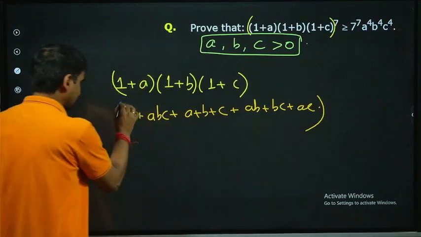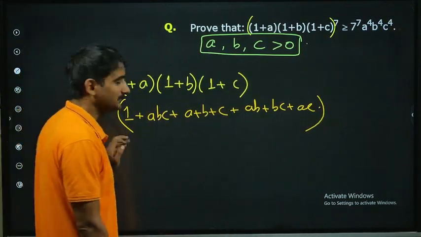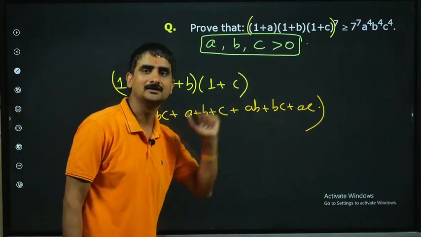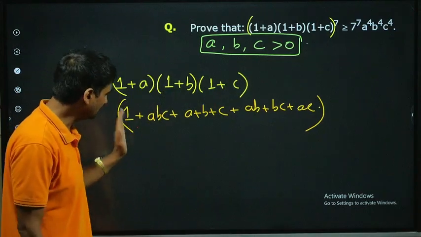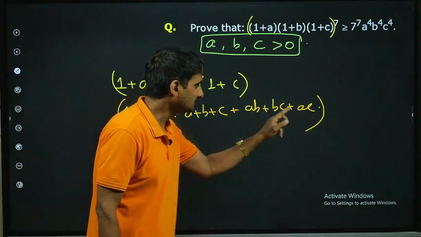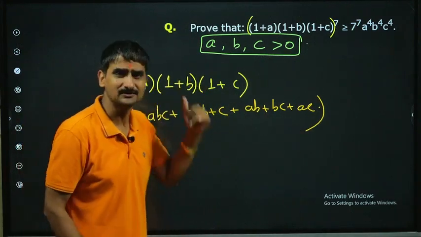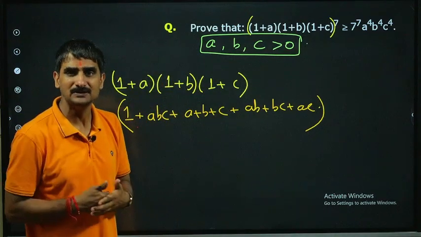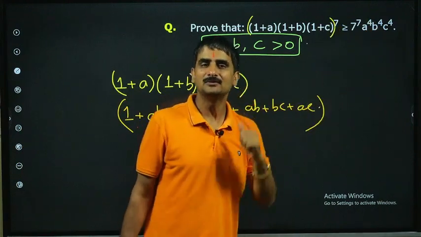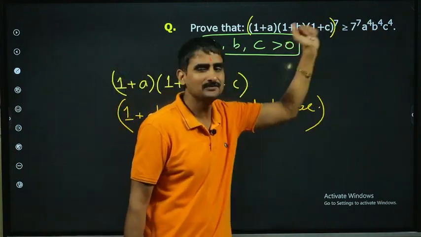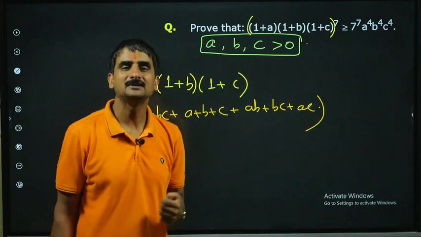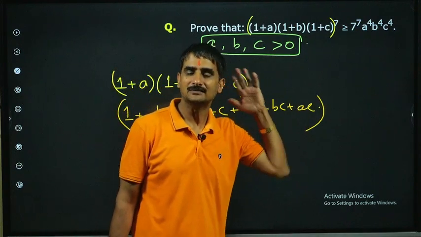Now observe this. How many terms do we have in this expansion? 1, 2, 3, 4, 5, 6, 7, 8. 8 terms. But how many A do we have, including all the terms? 1, 2, 3, 4. And since it is symmetric about A, B, C, we have 4A, 4B, 4C. Look here: A raised to the power 4, B raised to the power 4, C raised to the power 4. The only problem is we have 8 terms, whereas everywhere you have 7. If we apply it over 7 terms, we are expected to get whatever is required here. But we have 8 terms.